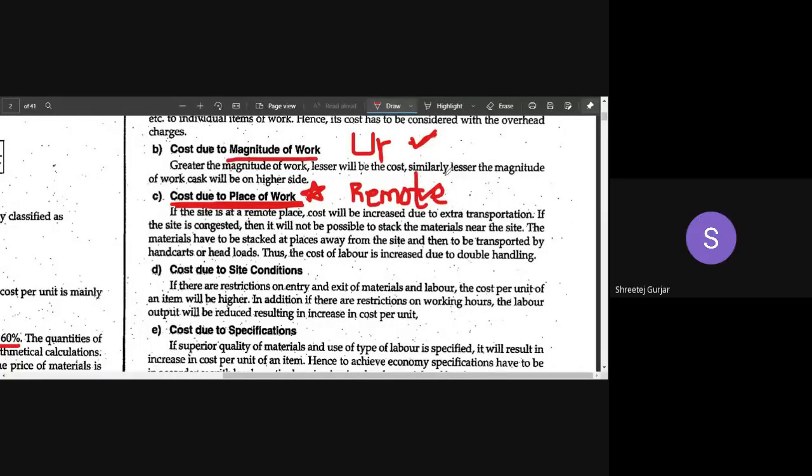Remote area, correct. Now, can you name a few factors why the cost has increased? Why will your cost increase? One factor you have told, very important, is transportation: you have to transport more to the remote location. Hence, transportation cost has increased. Any other factor?